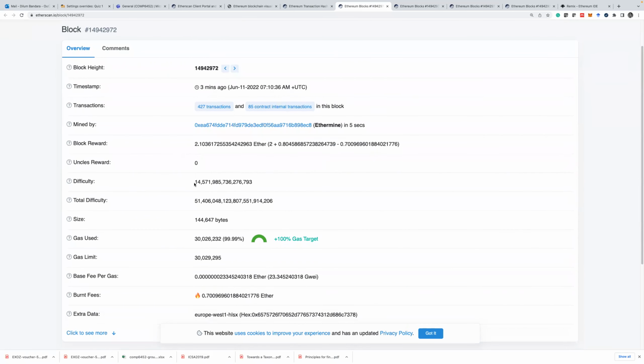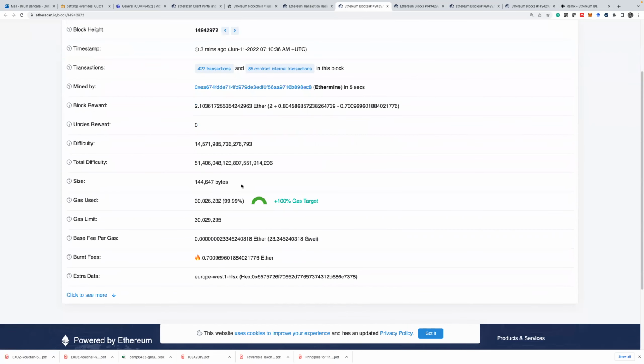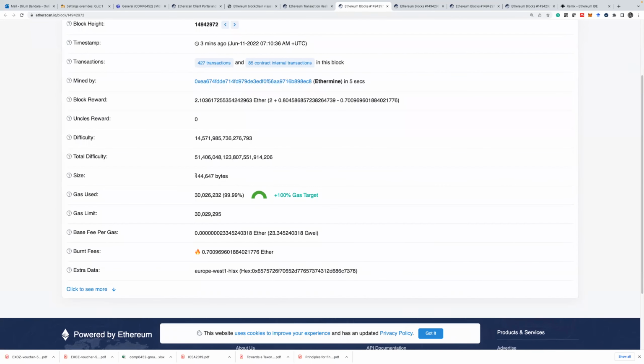And there's no uncle here, and there's something called difficulty, which we will talk about later. And the size of the block is fairly small, only about 144 kilobytes. And this used what is called gas. I'll talk about that as we go on. And so these two are related.